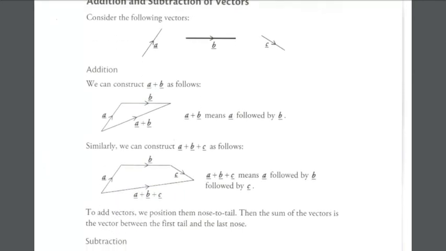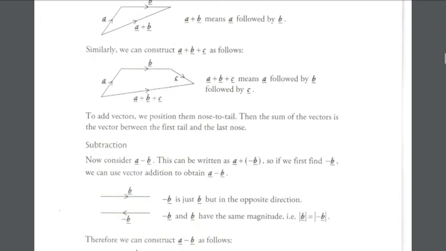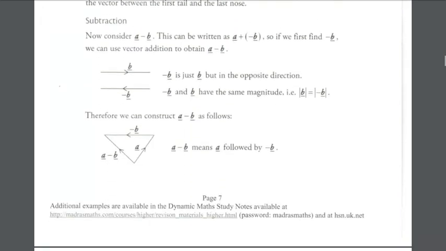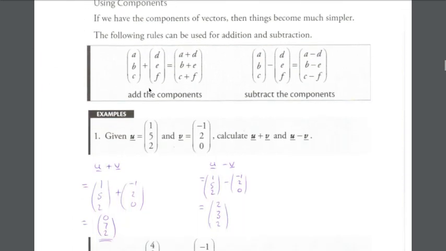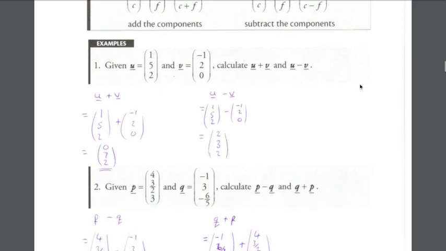Addition and subtraction of vectors. So again, National 5 recap. You can have a read of this in the notes if you want to go into it a little bit more, but I'm just going to skim over this page. ABC plus DEF is A plus D, B plus E, C plus F, and the same for subtraction.